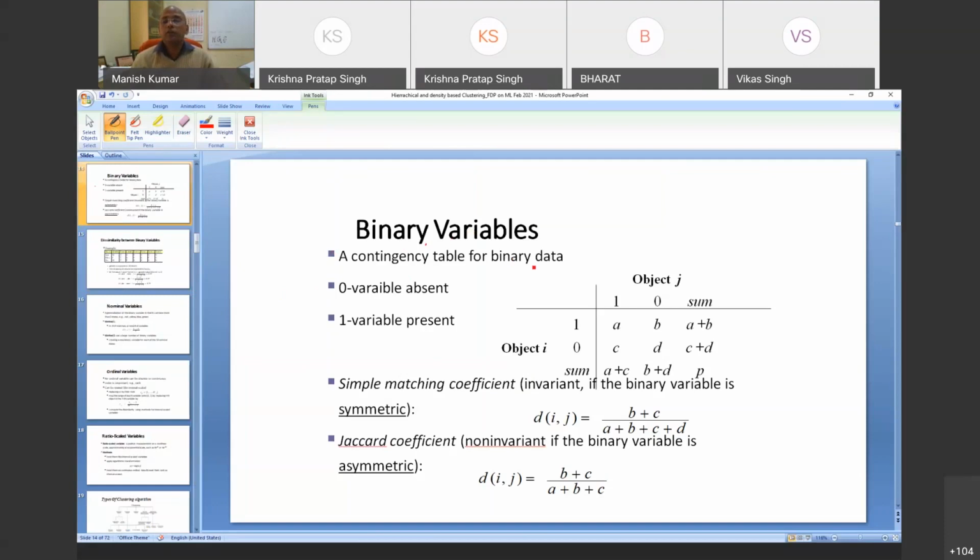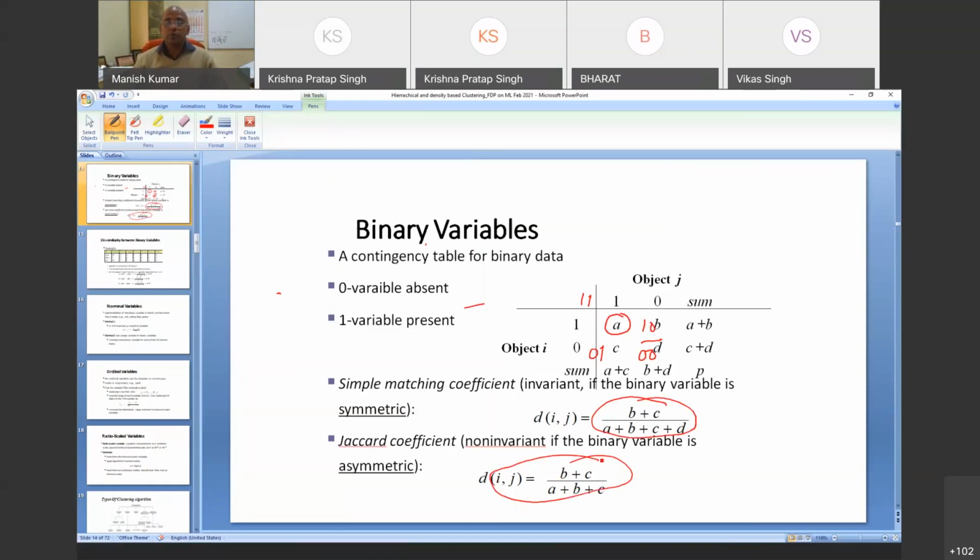So you can see that A represents 1 1, C represents 0 1, D represents 0 0, and B represents 1 0. You should remember this. If the variable is symmetric in nature, the distance will be calculated using this formula, whereas when your variables are asymmetric in nature, the distance will be calculated with this formula: b plus c divided by a plus b plus c.